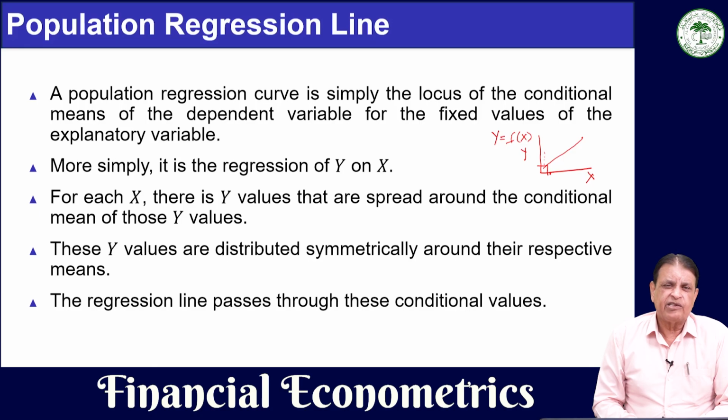So in the population regression function, we have to find the conditional mean of the dependent variable which is associated with the independent variable. The population regression line shows the relationship between the two. That is, it shows the relationship between the conditional mean of the dependent variable and the given values of the independent variable.